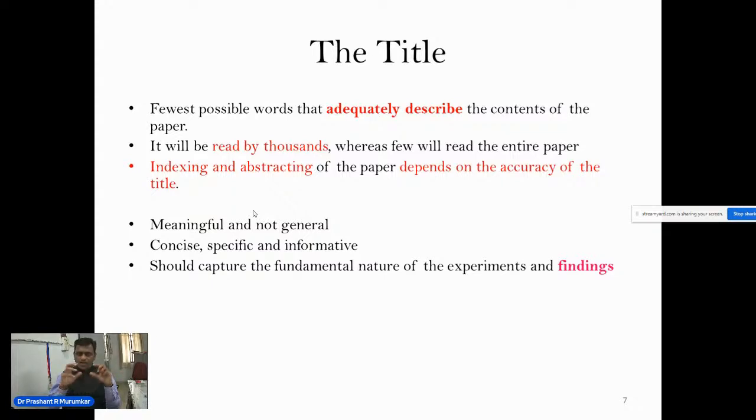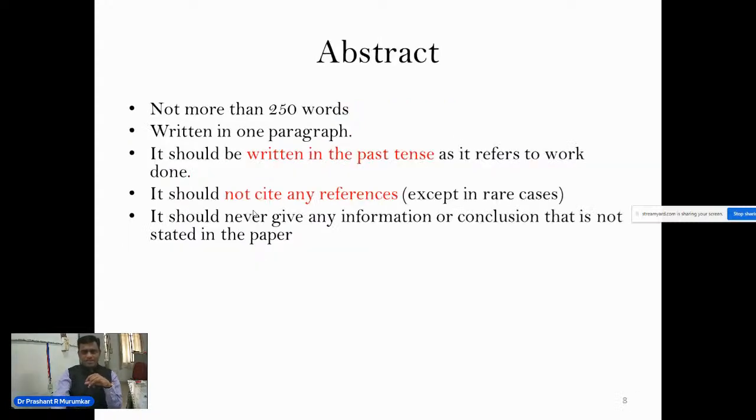Even by using the title only, you will find that it is concise. Then the indexing and abstracting of the papers will also depend on the accuracy of the title. If there is something wrong in it, then it cannot be picked up for indexing as well as abstracting. That's why it is a much more important part. It should be concise, specific, and informative. It should capture the fundamental nature of the experiments and findings. That is an important part. Otherwise, if the title is not reflecting the meaning of the content of the paper, then this would be a useless exercise.